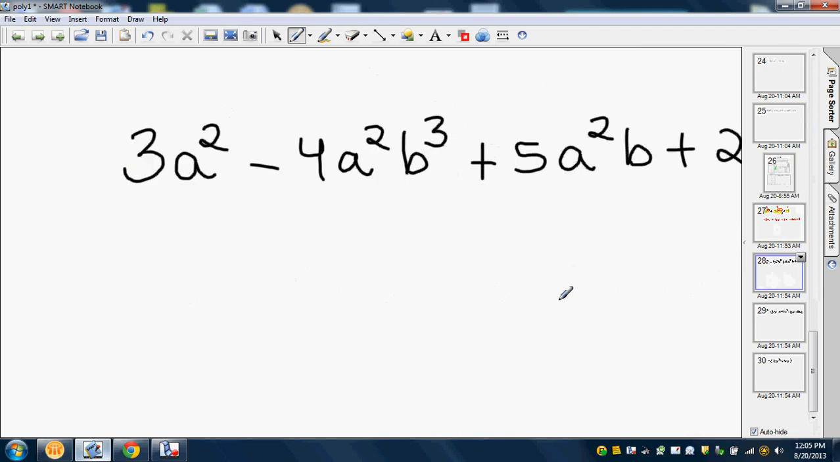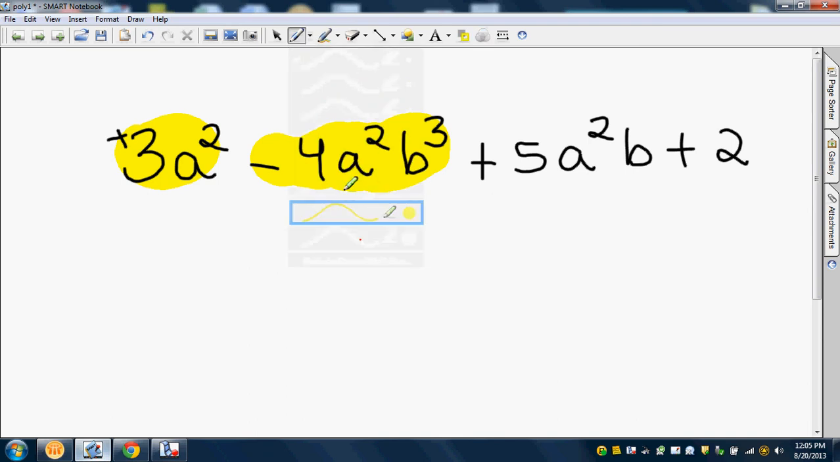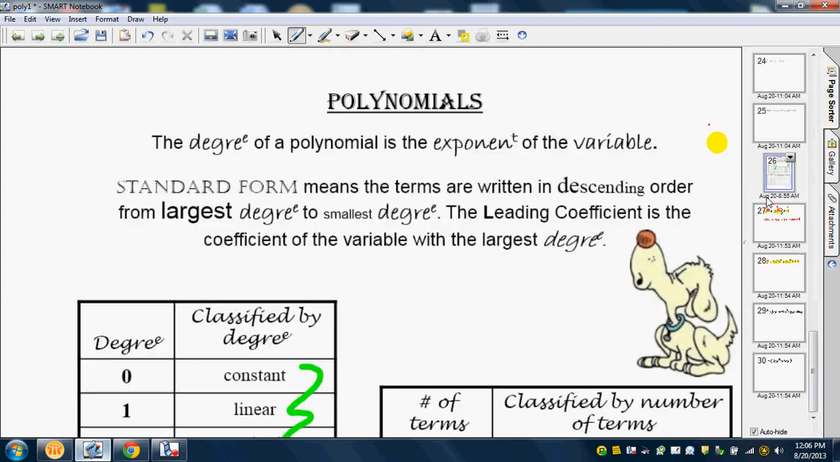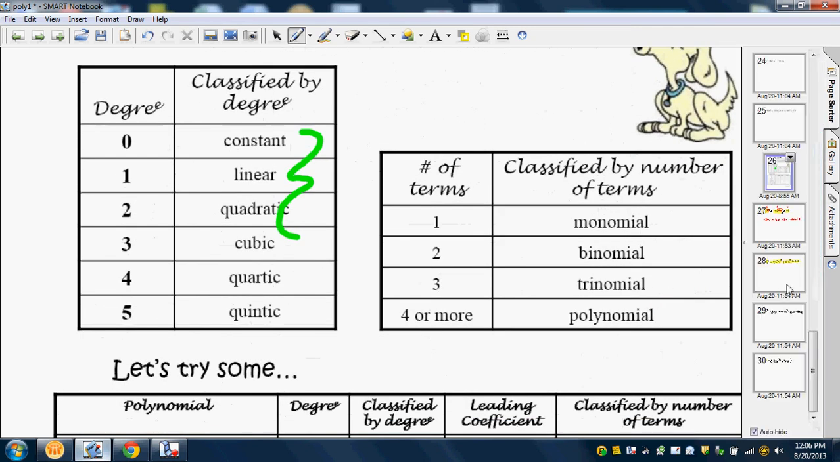Okay? So let's look at this next example here. When we look at the terms, this has 1 term. This has 2 terms, and I highlighted the negative sign with it because the sign that's before the number goes with it, and if there isn't a sign, that means it's positive. Okay, so that's a separate term. This is a term, and this is a term. So there are 1, 2, 3, 4 terms. Because there are 4 terms, this is a polynomial.